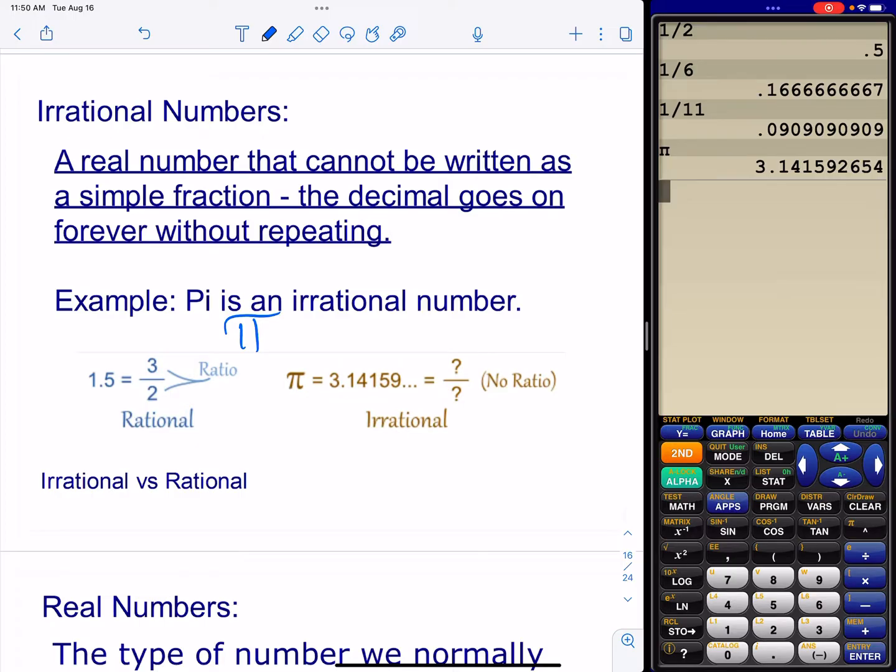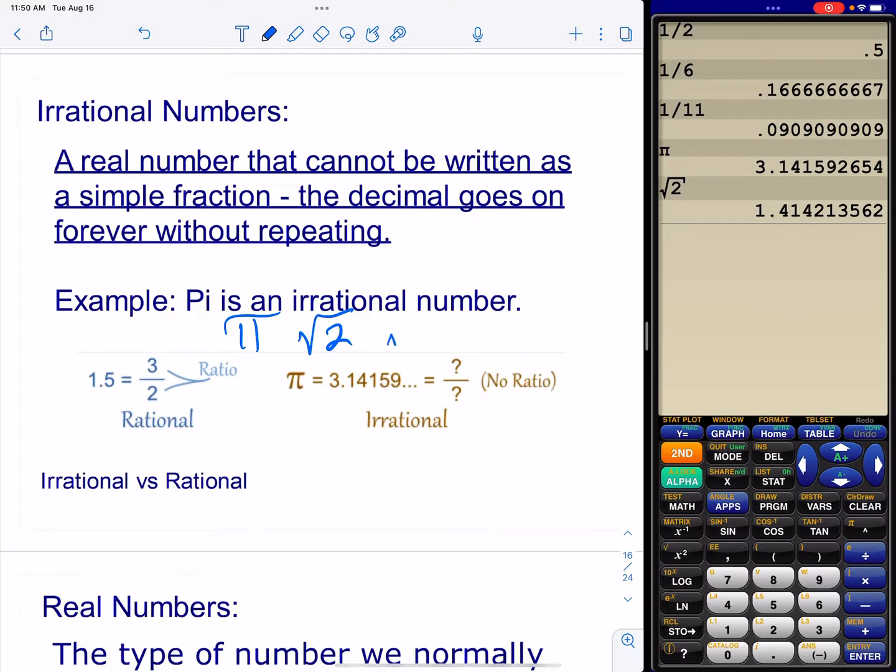Another irrational number that we need to know of, which is very famous, is called the square root of 2. If I type in second x squared to get that little square root and press the 2, hit enter, you end up with 1.414213562. I think I said 0.1, it's 1.4. But you'll notice right there that I can't make a prediction as to what that next number is going to be. Thus, that's an irrational number.